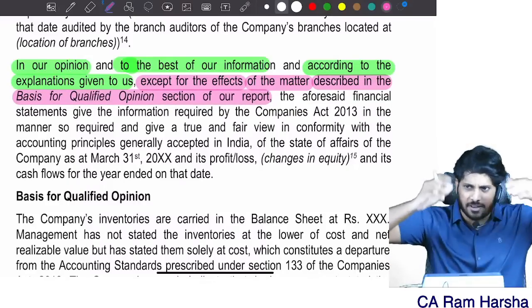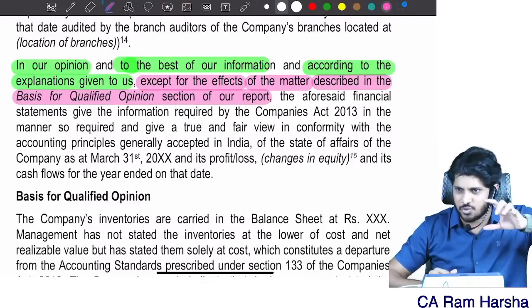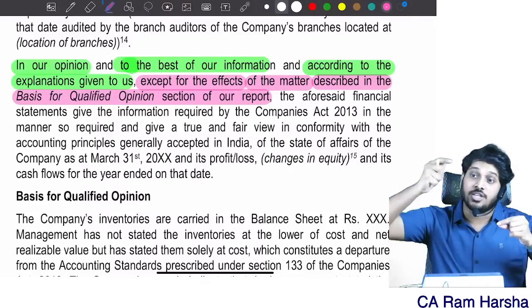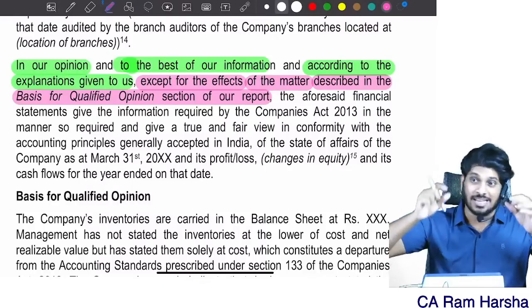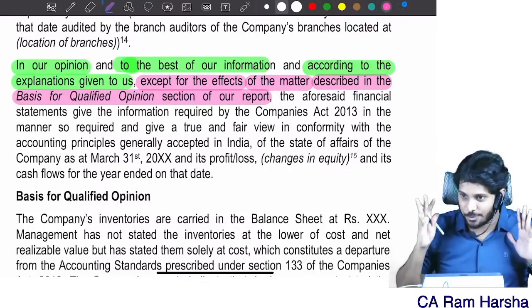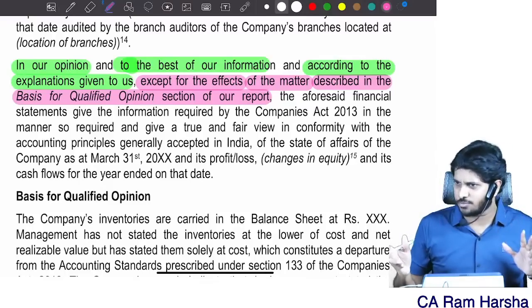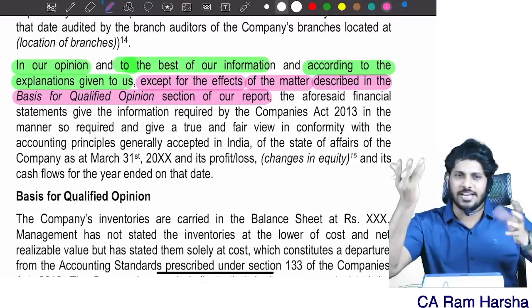In the audit report, we have so many elements, right? Opinion, basis for opinion, key audit matter. These are all called elements of the audit report. These are also called paras in the audit report. These are also called sections in the audit report. Anyway, they can refer to it in any manner, so these elements can be referred to in any way.